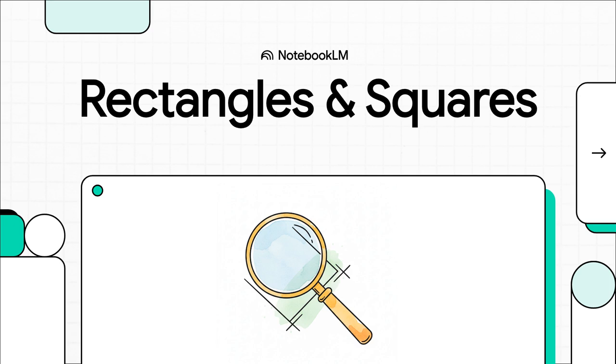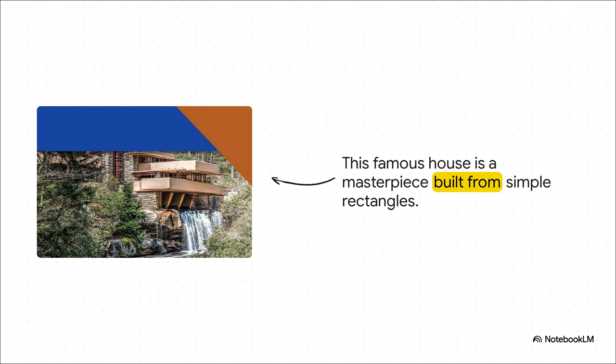So, let's dive in. Just take a look at this. This is Frank Lloyd Wright's masterpiece, Falling Water. I mean, it's an icon of modern architecture, and if you really look at it, it's just this brilliant composition of rectangles. This is the perfect example of how these basic geometric shapes are, well, they're the building blocks of our entire world, from incredible art and architecture to just the everyday objects all around us.